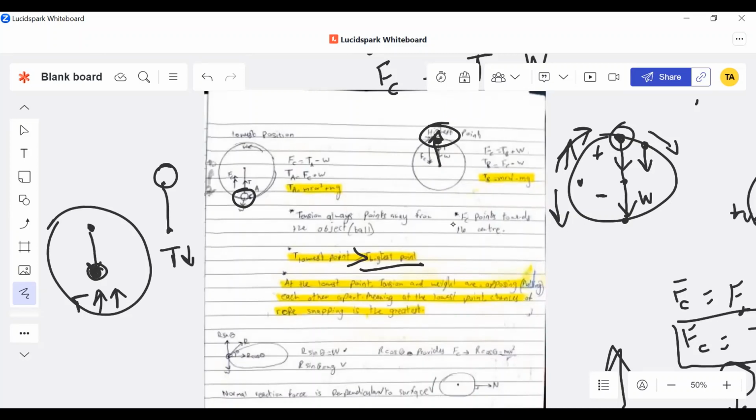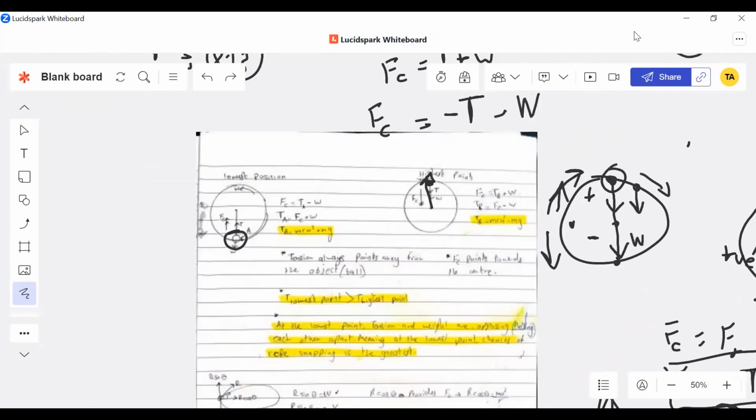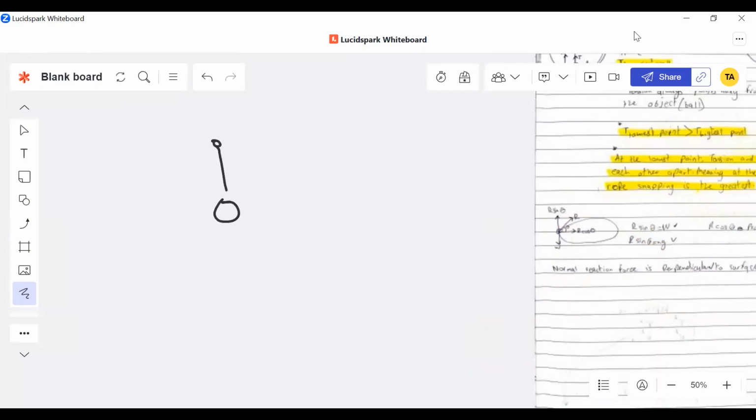And remember, at the lowest point, tension and weight are opposing. So when the ball is at the lowest point, the tension is upward and the weight is downward. Tension and weight are opposing each other, because this is a force and this is a force. Weight is opposing tension, right?